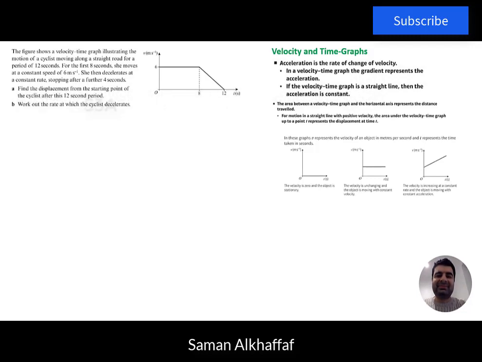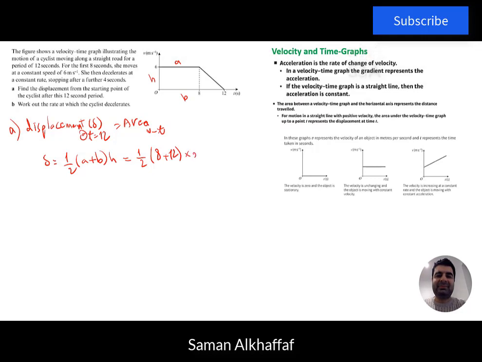For part A, we need to find the displacement from the starting point. If we look at the graph, the area under the graph for 12 seconds would be represented by the area of a trapezium, which here is half times (a plus 12) multiplied by 6. So in this scenario, we would have approximately 60 meters in 12 seconds. So this will be our answer for part A.